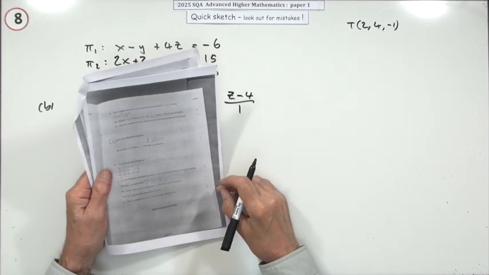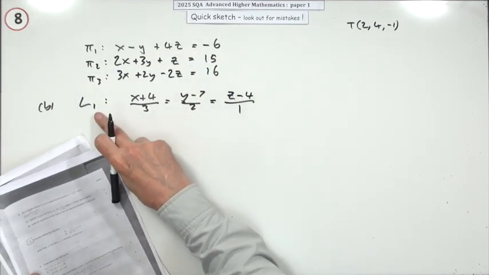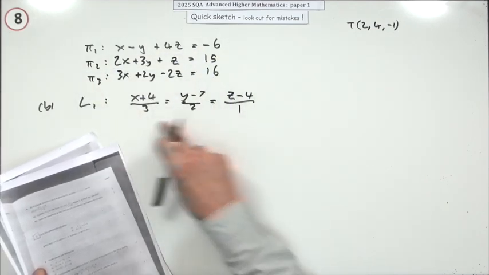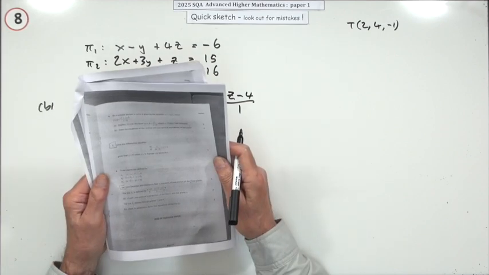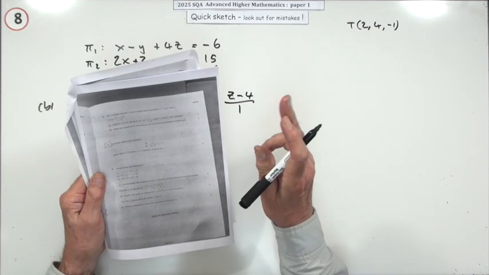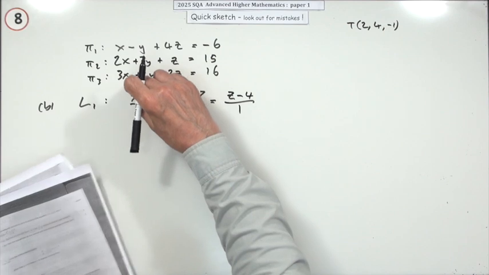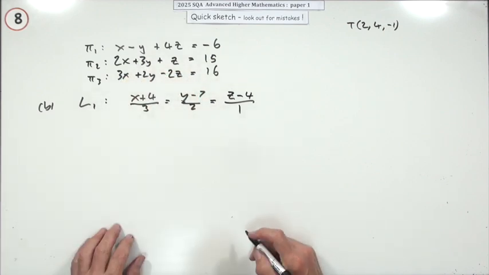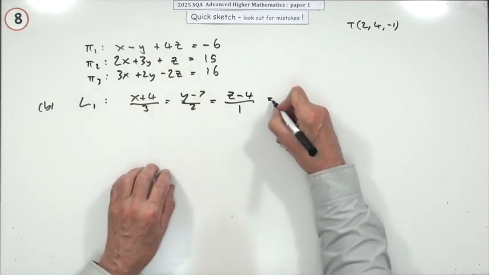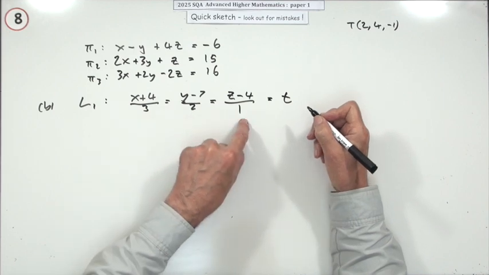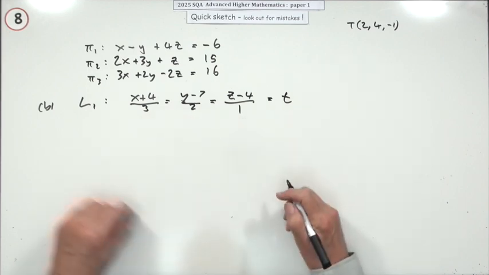And part B, you've got this line 1, which has this equation in symmetric form, and you have to find the point of intersection B of this line with plane pi 3. Well, if that's the equation, they're all equal to each other. In particular, they're all equal to the parameter.